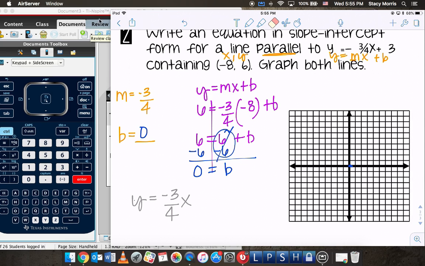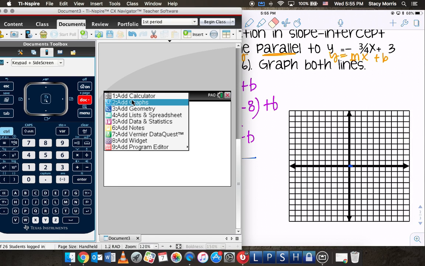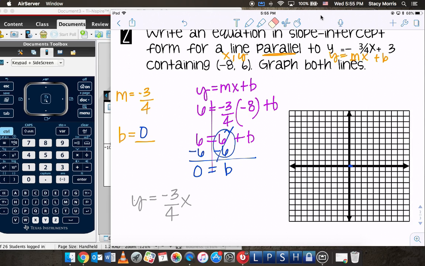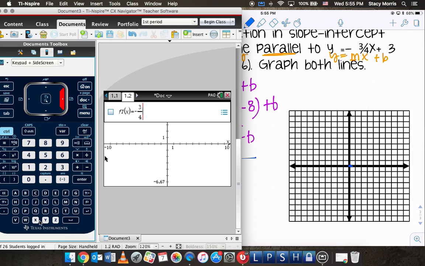All right, so using my calculator to check, I'm going to graph y equals negative 3/4 x. I'm going to check that it goes through this coordinate, negative 8, 6, and that it's parallel to this equation that they gave me. So let's graph it. So we're going to do Control Doc to add a page. I'm going to add a graph. F of x, remember, is y. That's the same thing. So this equation I wrote y equals, I could have written f of x equals negative 3/4 x. That f of x is the same thing as y. Same thing, interchangeable. So negative 3, control divide, fourths x.